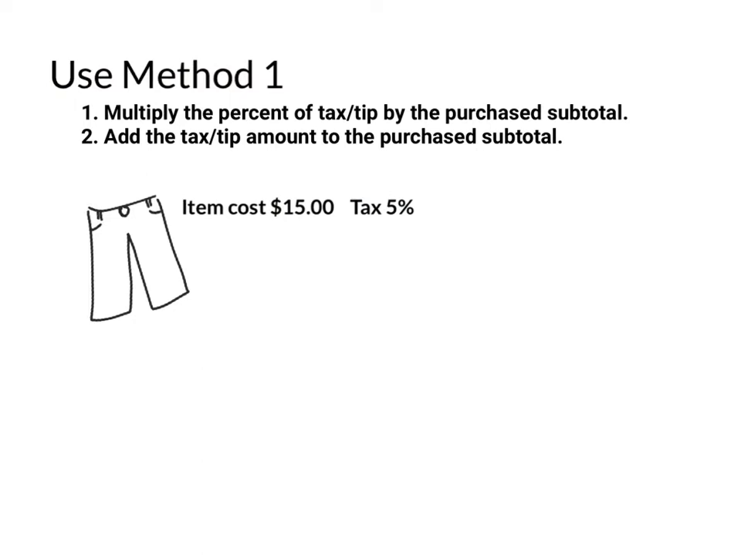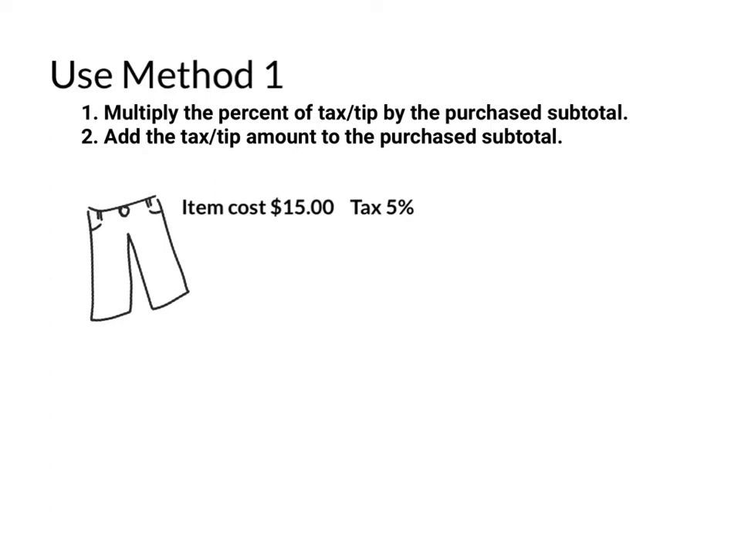We'll practice method 1 with this problem. We're going to pretend that we're buying a pair of pants, and the pants cost $15, and we are charged 5% tax. There are two steps. Step 1, multiply the percent of tax by the purchased subtotal. We have practiced a variety of ways to find the percent of a number.